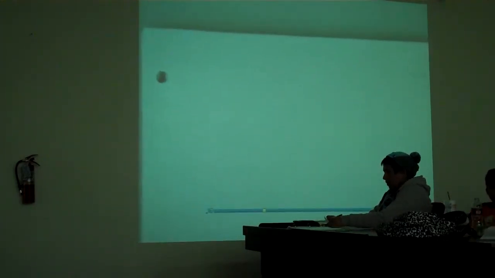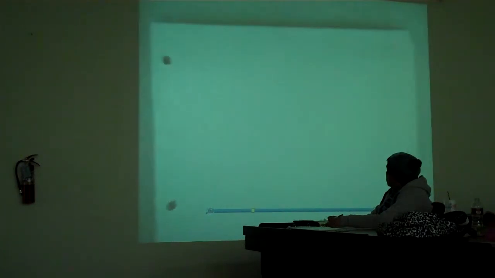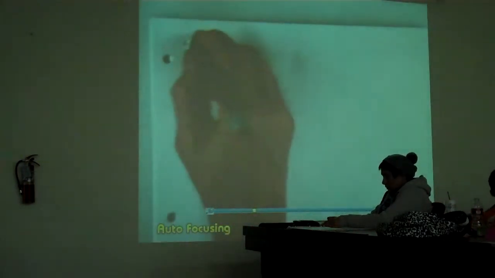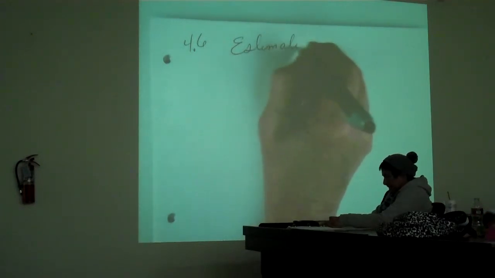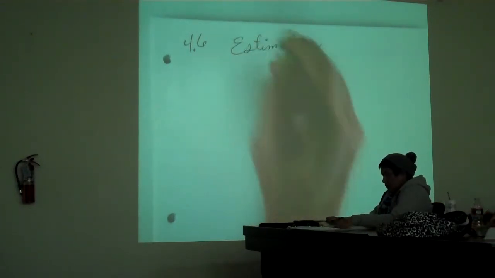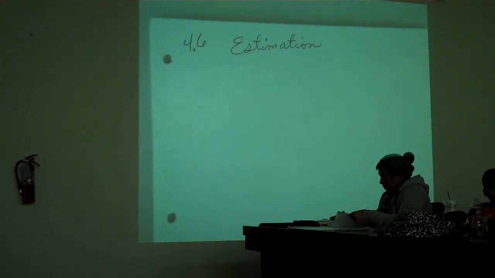Okay, now we're going to do the lecture for, what is it, 4.6 and 4.7. Make it a little smaller now. Oops, not that small. 4.6 is estimating. Okay, it's estimation for add, subtract, multiply, divide. It's estimating all of them.